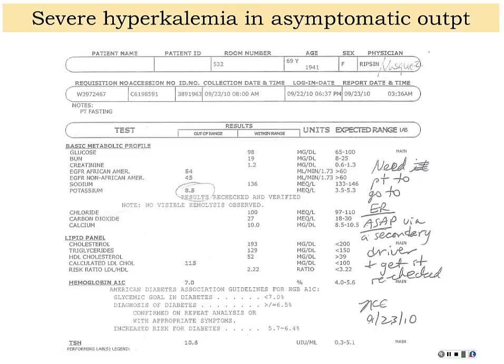So we have to believe that this is a reliable result, and we have to act on it. And again, we're looking at potassium of 8.5. 6 is a panic value, so 8.5 is outrageous. So we had this patient transported to the hospital immediately.